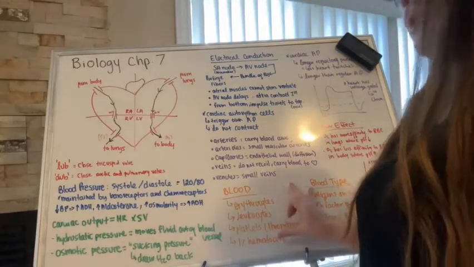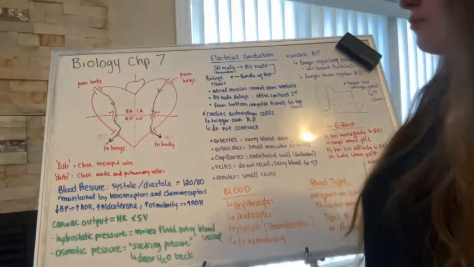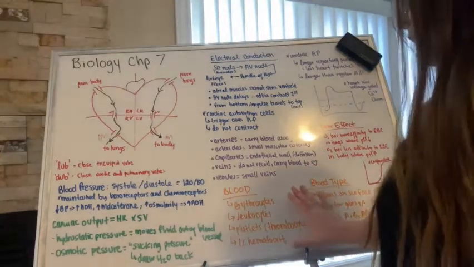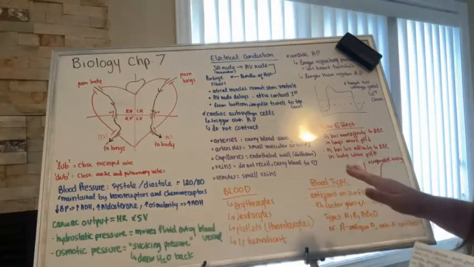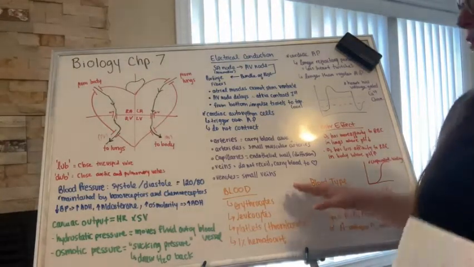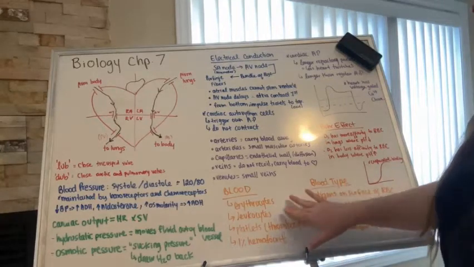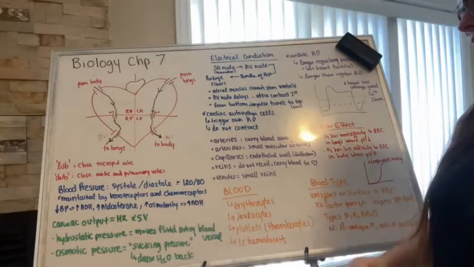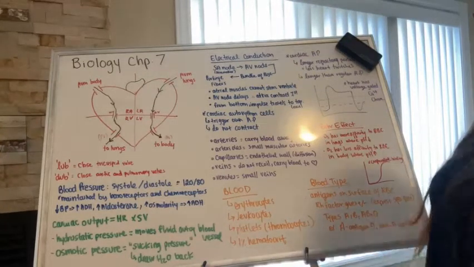Another important aspect of this chapter is blood. So blood, this is much simplified, but we will get into it in a later chapter. But just an overview: your blood is composed of erythrocytes, which are your red blood cells, your leukocytes, which are your white blood cells, your platelets, which are also known as thrombocytes, and then 1% hematocrit.